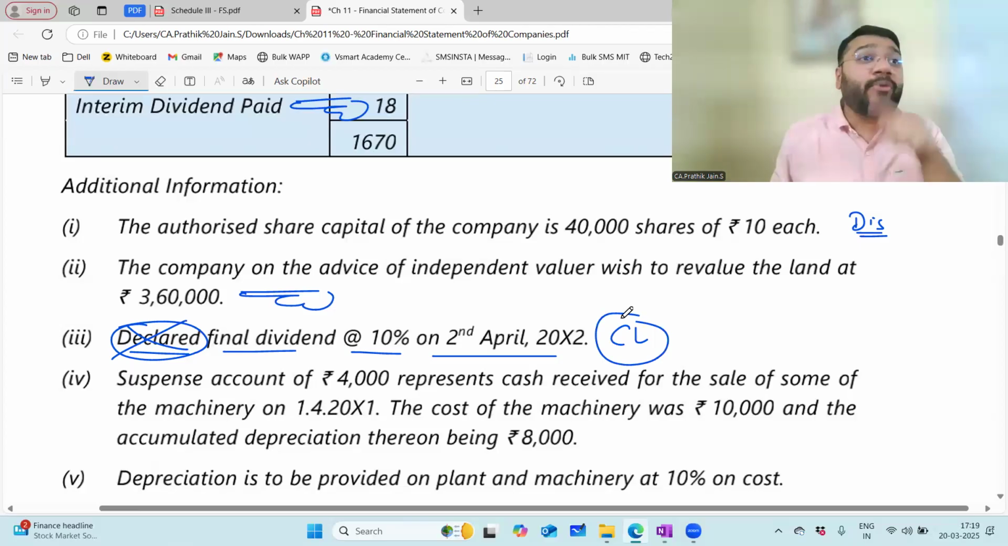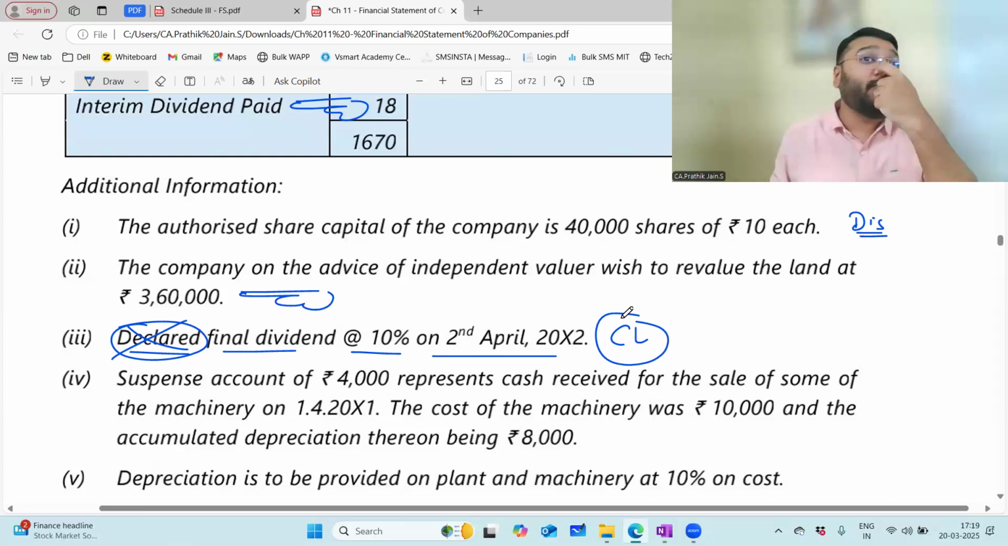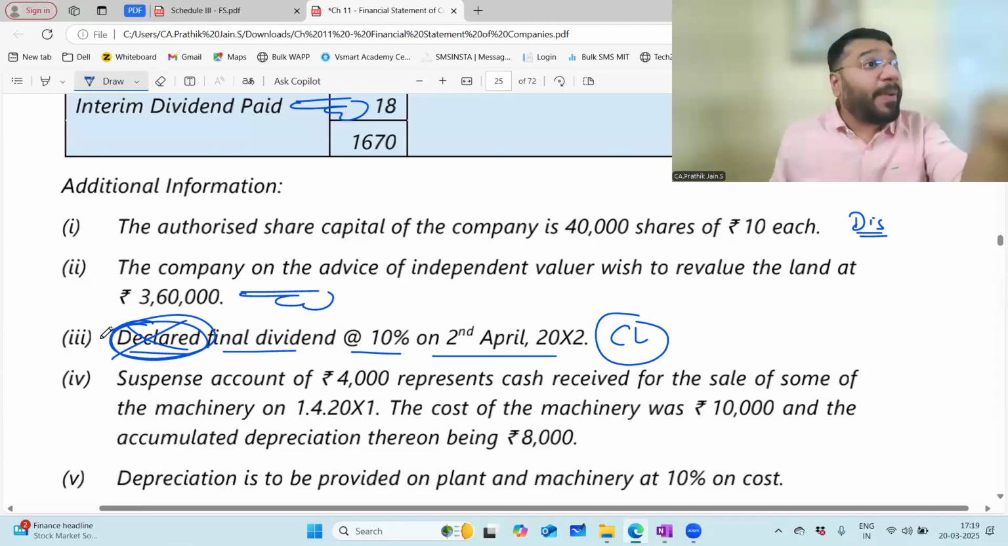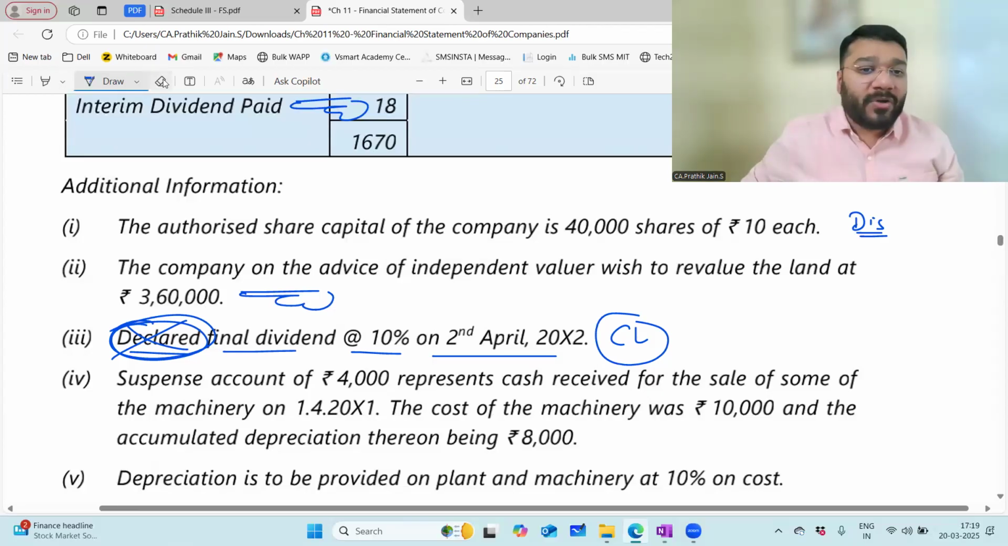Declaration means what? Approval of the proposed dividend in the AGM. Only when the approval is given, only when the declaration is done. Declaration also means approval. Approval also means declaration. Only when that is done, you pass a journal entry. Just because the word declaration is given, can I assume the approval is done? Can I pass a dividend payable entry? No. This will still be a disclosure as a contingent liability only. Got it, sir.